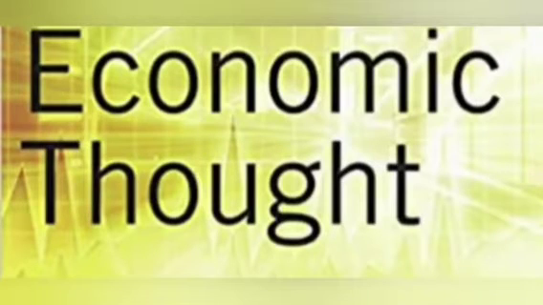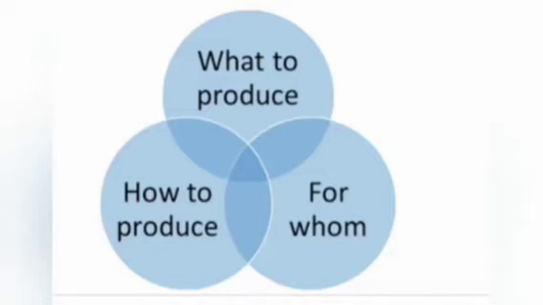Let's continue our 7th lesson, Economic Thought of Social Science. We have discussed the basic problems in an economy. There are 3 essential questions associated with every economic activity. We already studied what to produce, how much to produce, and how to produce, and the last one, for whom to produce. The answers to these questions decide the relevance of economic activities.